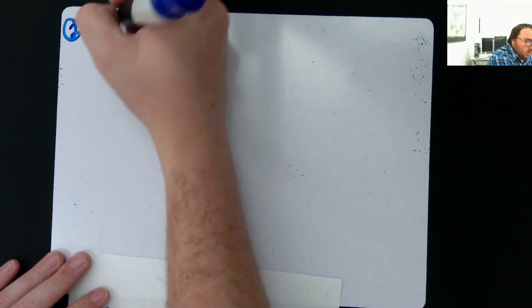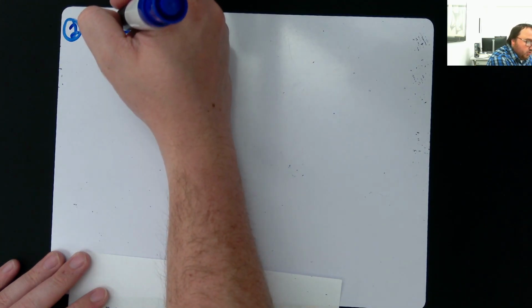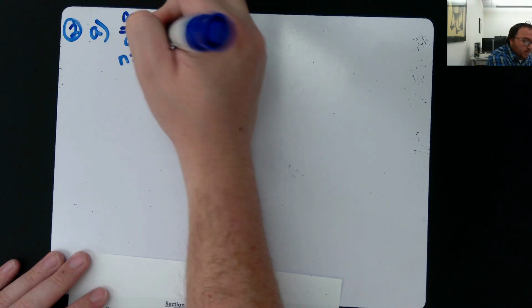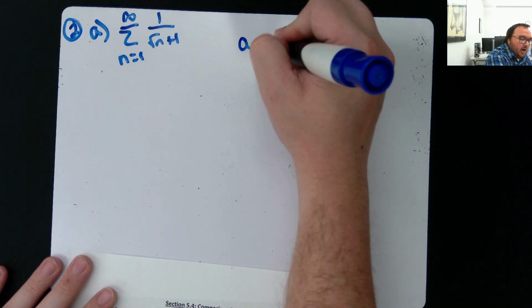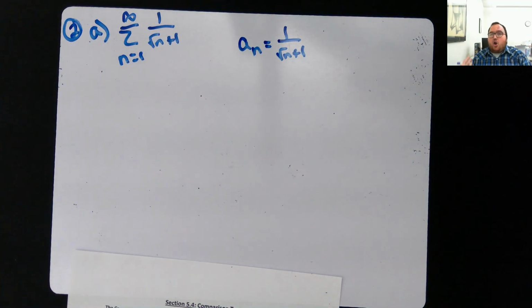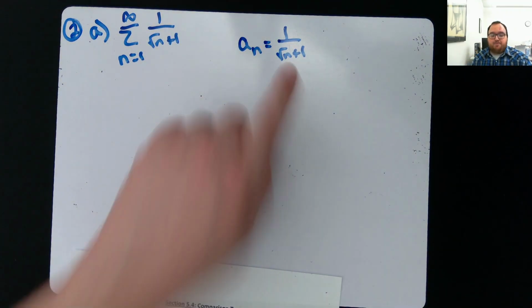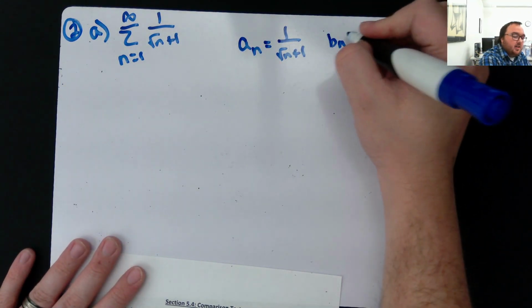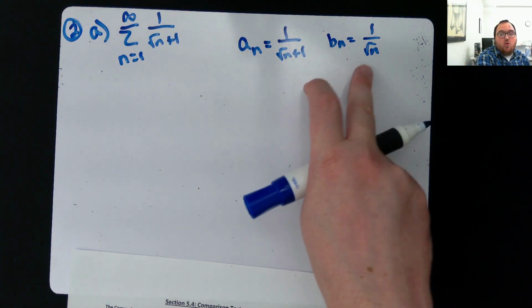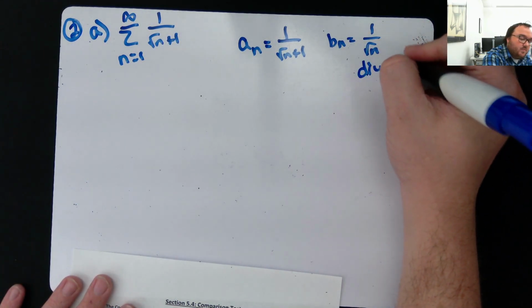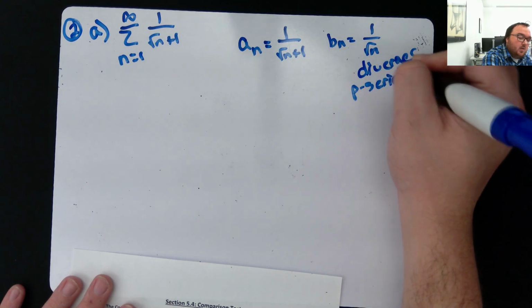So we're going to worry about the sum for part A, from n equals 1 to infinity, of 1 over the square root of n plus 1. So that's my a_n. I want to pick a b_n that I know something about and that kind of looks like this one. Well, I know the p series 1 over the square root of n, because that's like saying 1 over n to the 1/2. So it looks kind of like that one, and I know this one diverges because it is a p series where my power is 1/2.